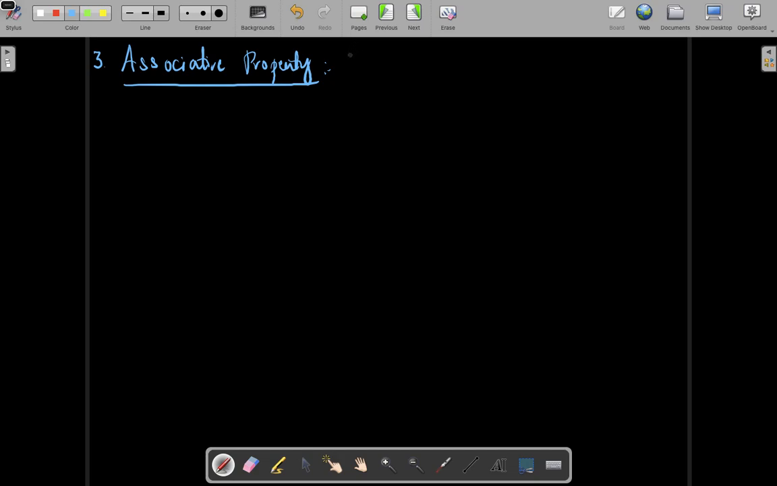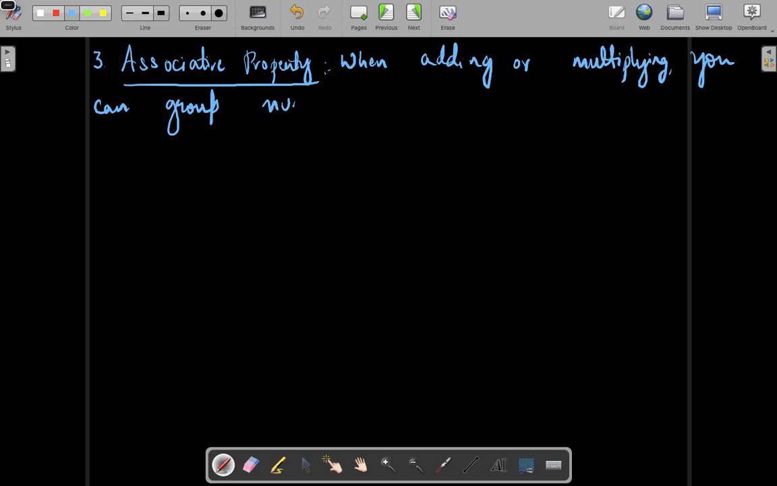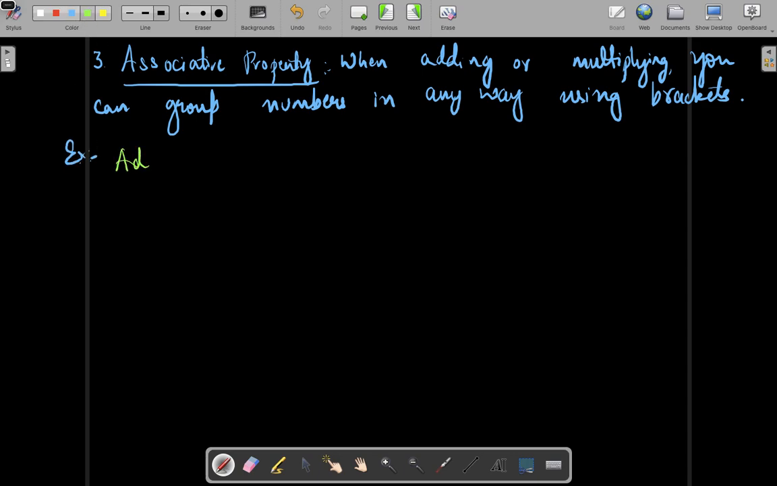So what is associative property? When adding or multiplying, you can group numbers in any way using brackets. So you're going to group using brackets. Let's see a few examples. Addition.